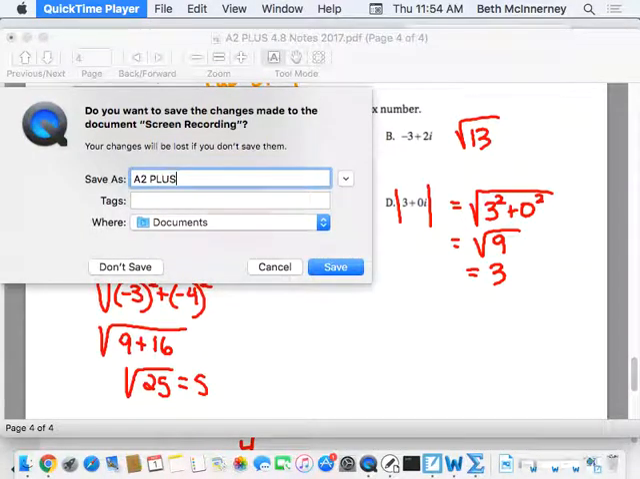Now, do not put your notes away, okay? Do not.